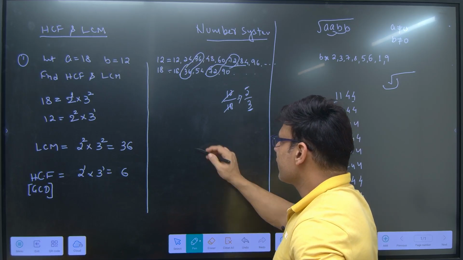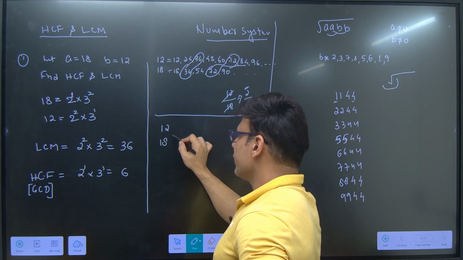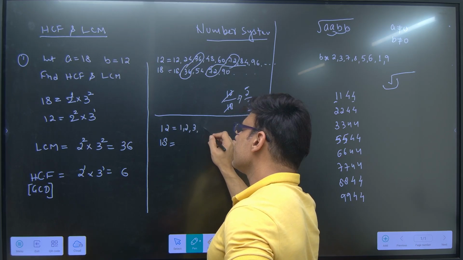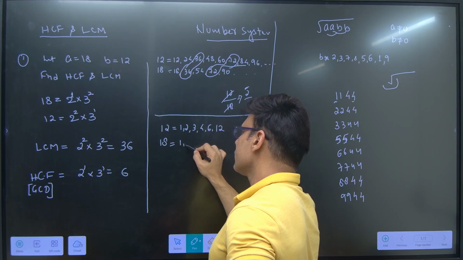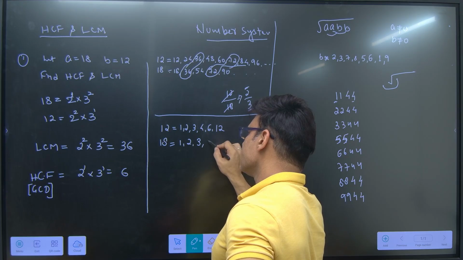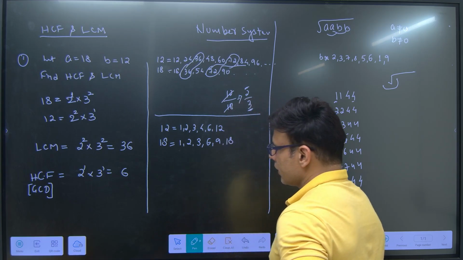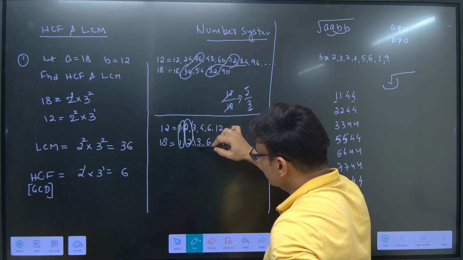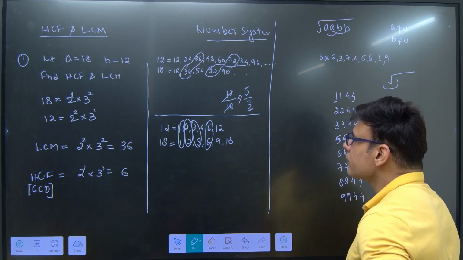As far as HCF is concerned, for HCF we look at the factors of 12, 1 2 3 4 6 and 12. 18 is 1 2 3 6 9 and 18. What are the common factors? 1 2 3 and 6. Among this, which is the highest?